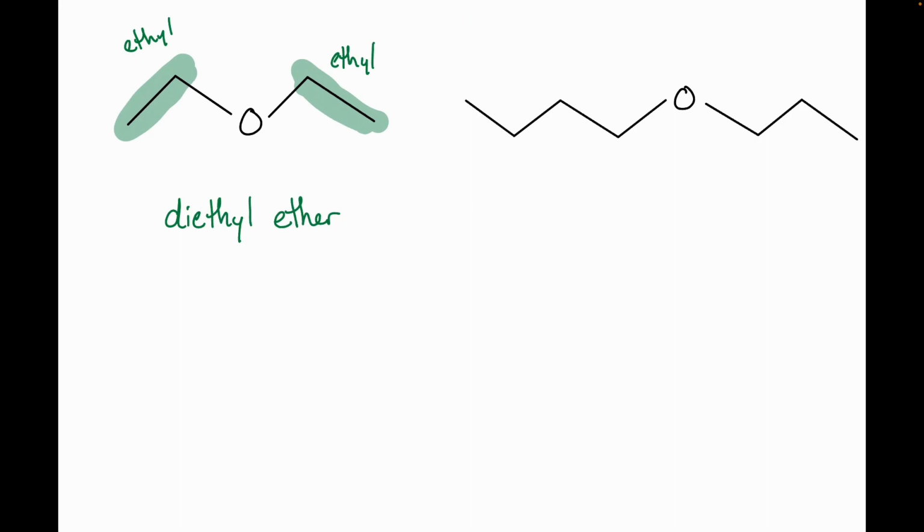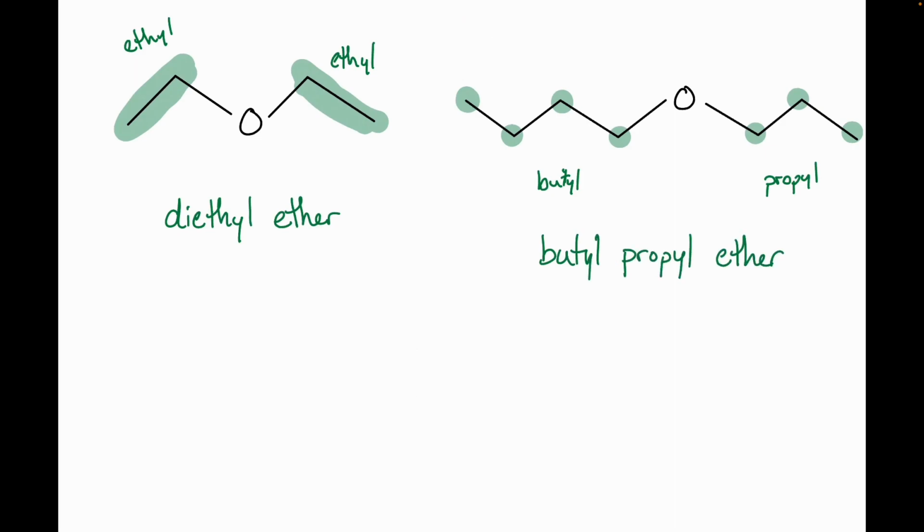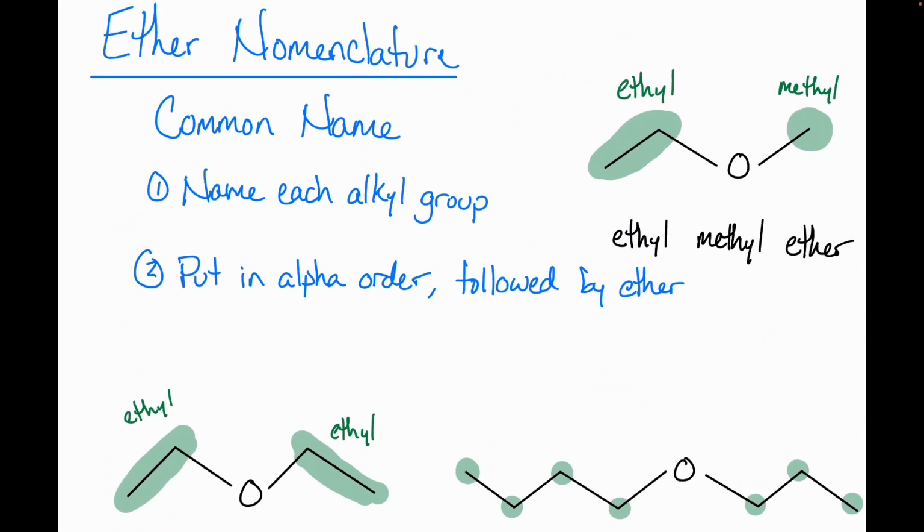All right, so this one, we have 1, 2, 3, 4 carbons on this side, so this is a butyl. Hop to the other side, we have 1, 2, 3 carbons, so this would be a propyl group. We're going to put them in alphabetical order: butyl propyl ether. Okay? So these are our common names for ethers here.